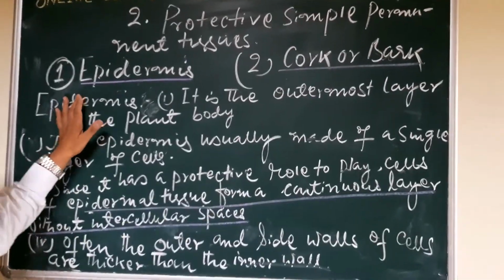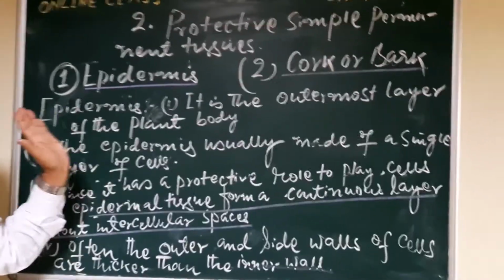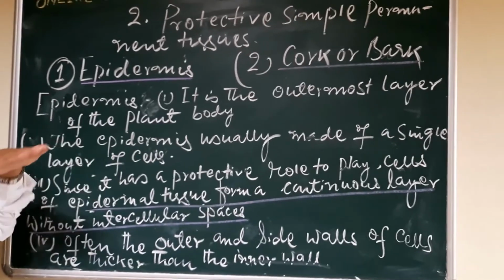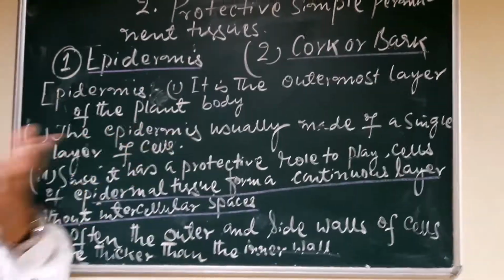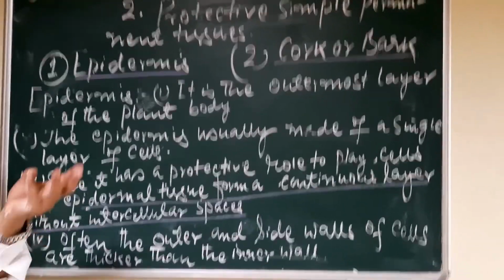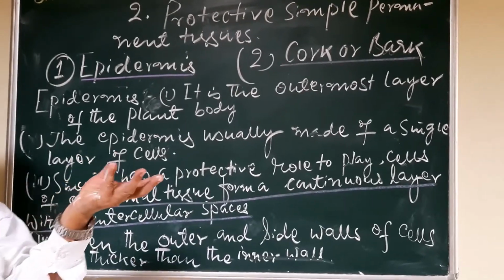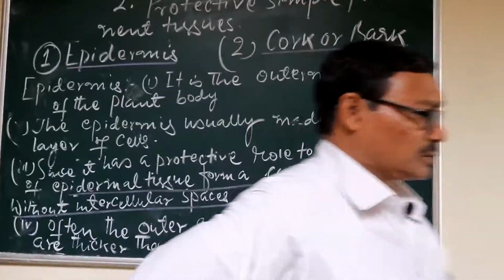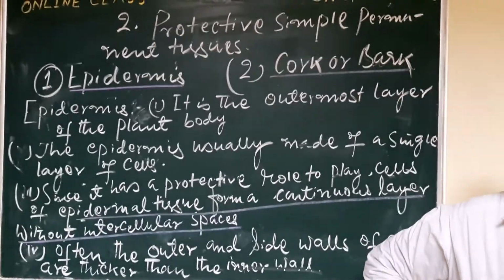In the underground parts, we have just discussed the aerial part. Now the epidermal tissue covers all along the plant body, the aerial parts, the shoot system, the root system, all these parts of the body.